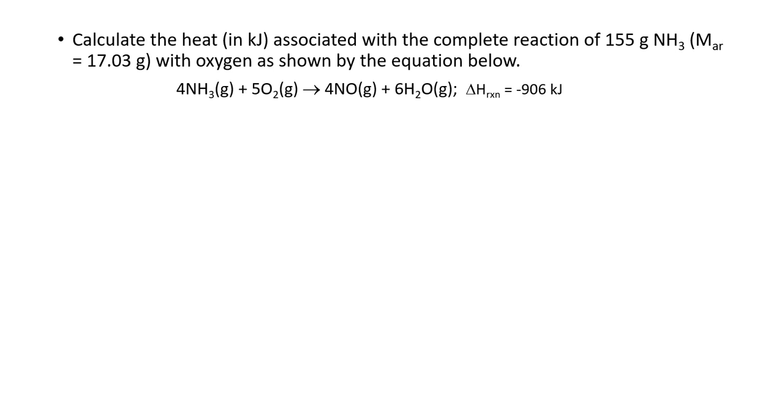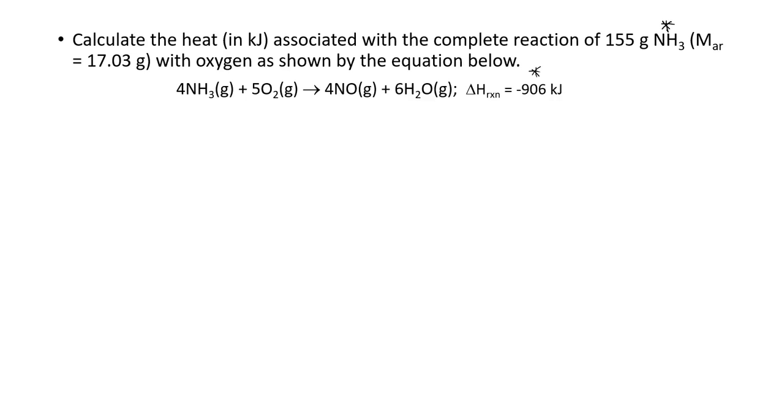So let's look at this other problem. For this one, I want you to be able to calculate it on your own, just using the information below, but I can set it up for you. So calculate the heat associated with complete reaction of ammonia, NH3, which is here. Here you are given the molar mass of ammonia, 17.03 grams. This reacts with oxygen as shown by the equation below. And this is the energy. Delta H of this reaction is negative 906 kilojoules.